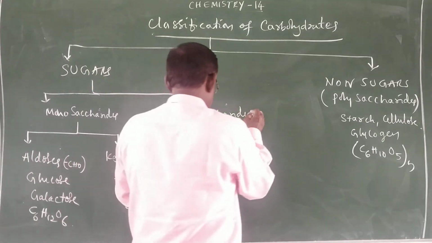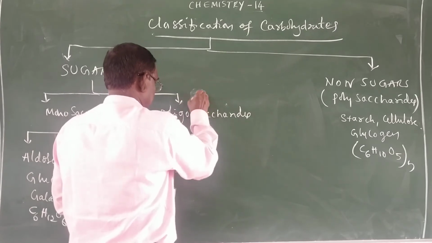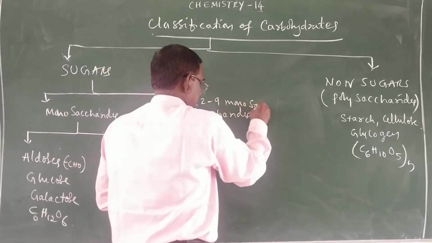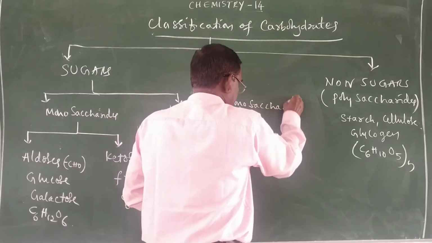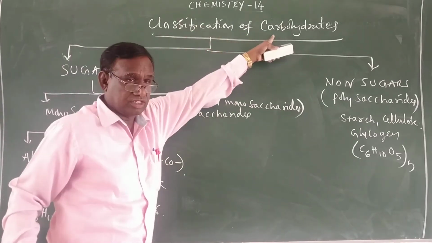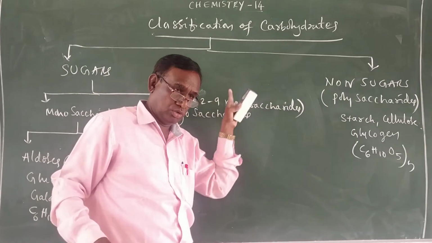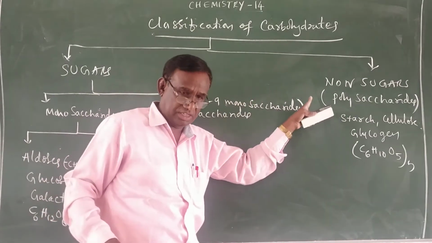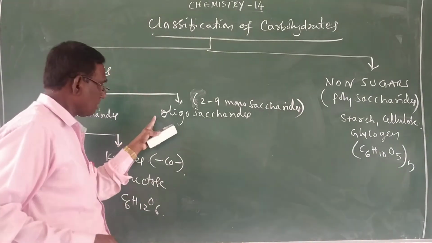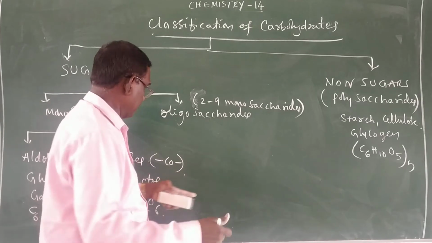These oligosaccharides are nothing but the carbohydrates which contain 2 to 9 monosaccharides. What are oligosaccharides? Definition: these are the carbohydrates which contain 2 to 9 monosaccharide units, not 10. 2, 3, 4, 5, all these are called oligosaccharides. So these oligosaccharides are further classified into many classes.